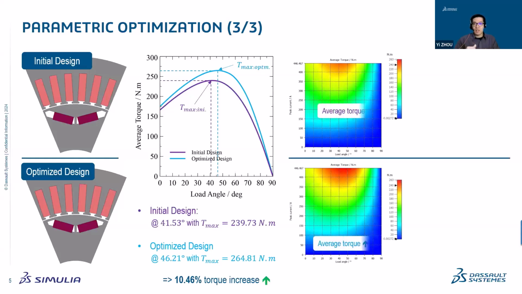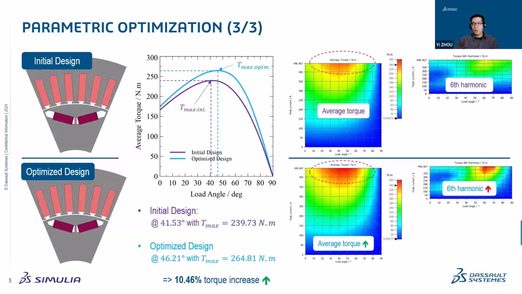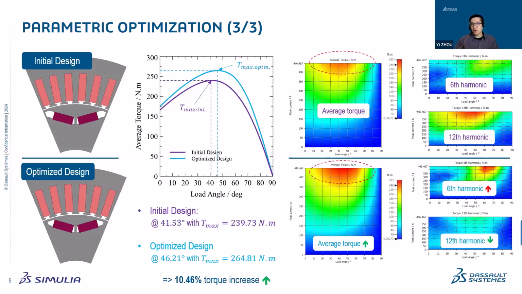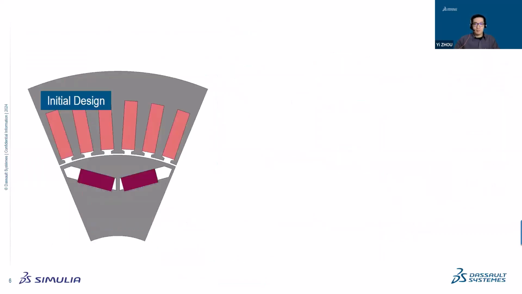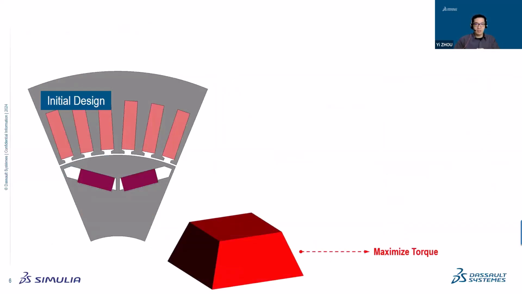If we check this contour plot, we can see a better overview: not only for this single current, but also for other currents, we increase the average torque. If we check this red region, we can see that in the optimized design, the red region is expanded, so we have better torque performance. Unfortunately, for the 6th harmonic, we have worse performance compared with the initial design, but for the 12th harmonic, we have a reduction, so we have more blue region. So this is the parametric optimization, nothing special.